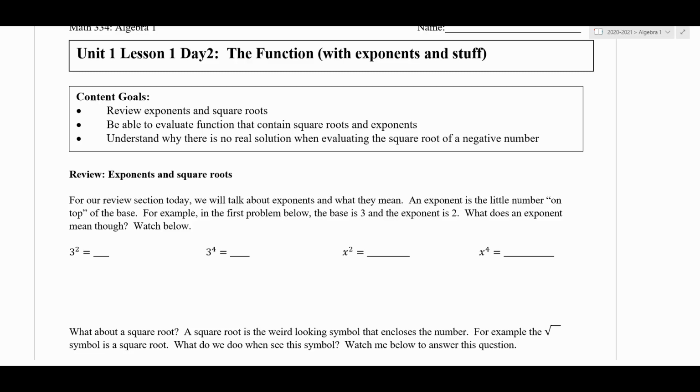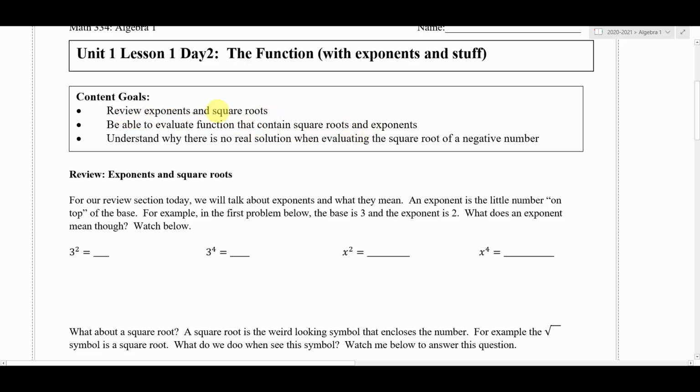So we're going to continue today talking about functions, but we're going to be looking at functions that contain exponents and radicals, or what we call square roots. So just a real quick review of our goals for today. We want to review what exponents and square roots are, so we'll talk about that a little bit first. And then we want to be able to evaluate a function that contains square roots and exponents.